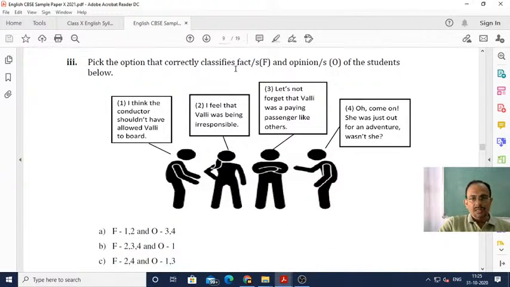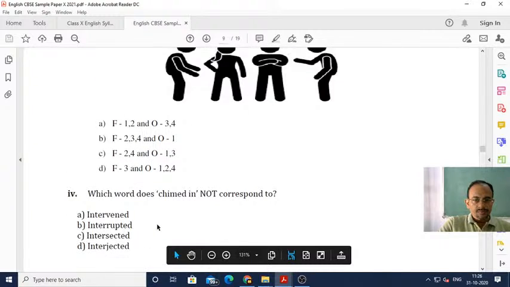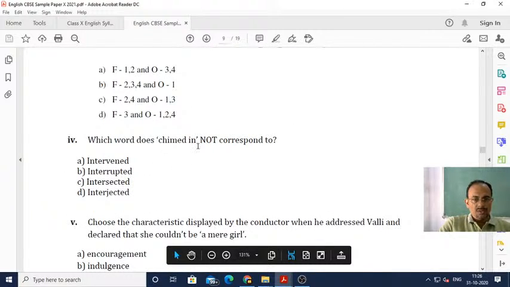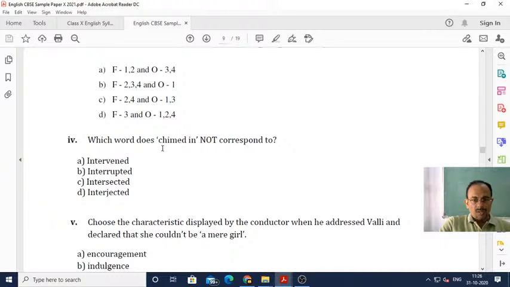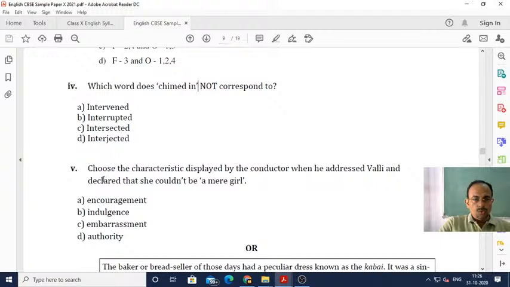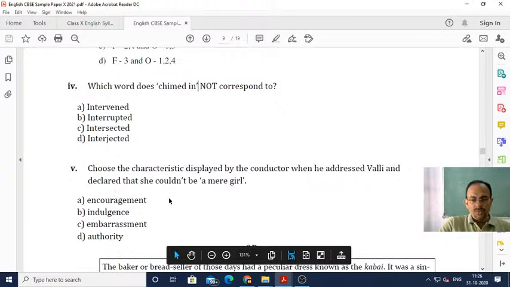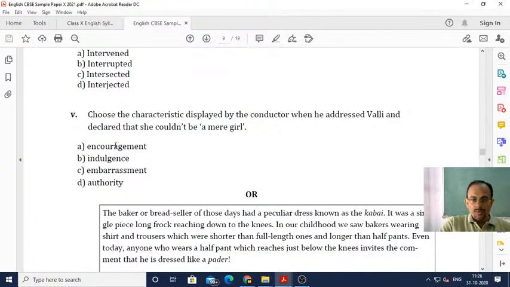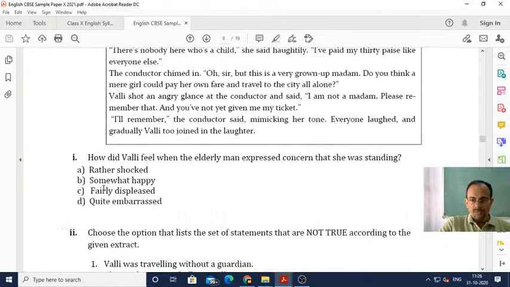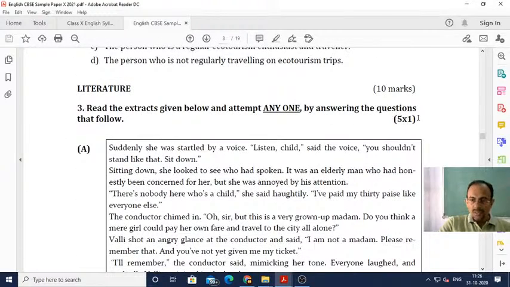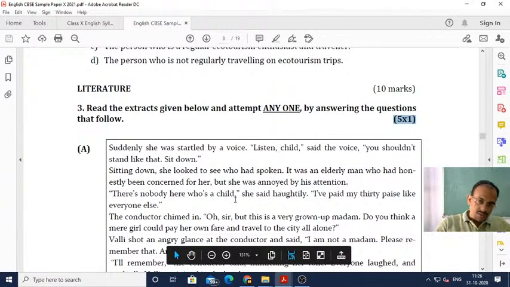Pick the option that correctly classifies facts and opinions of the students. Which one is fact, which one is opinion, you have to select from here. And then, which word does "chimed in" not correspond to? What is the meaning of "chimed in", you have to see here. Then choose the characteristic displayed by the conductor when he addressed Vali and declared that she couldn't be a mere girl. So likewise 5 questions will be given, you've got to answer any 4. Sorry, 5 questions, 5 marks, but in my test I shall give you 3 questions.